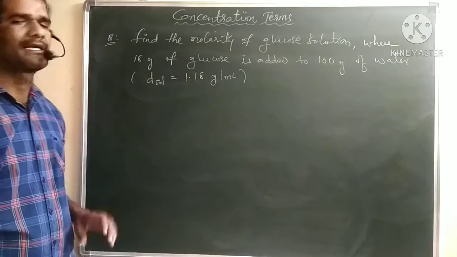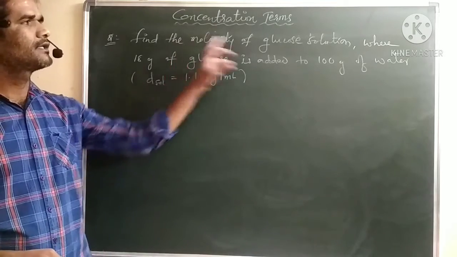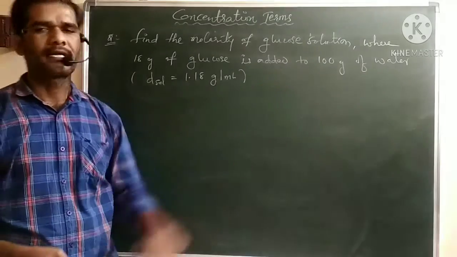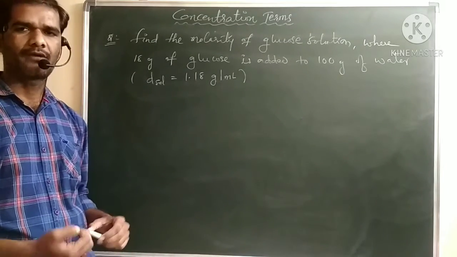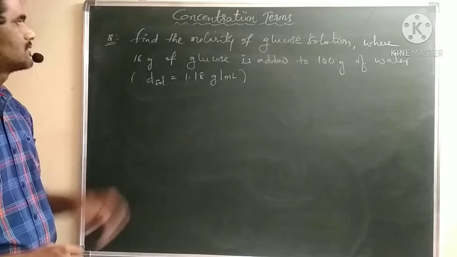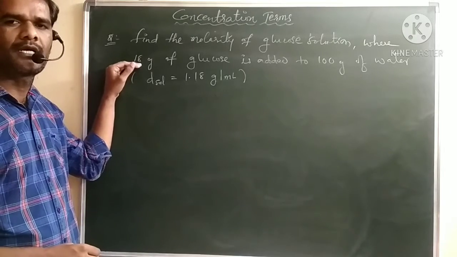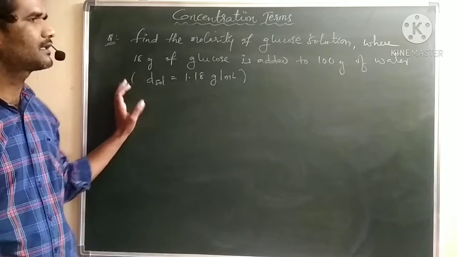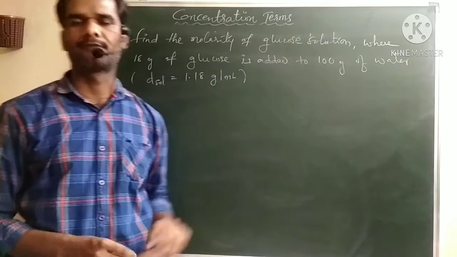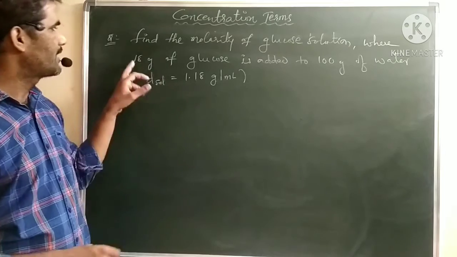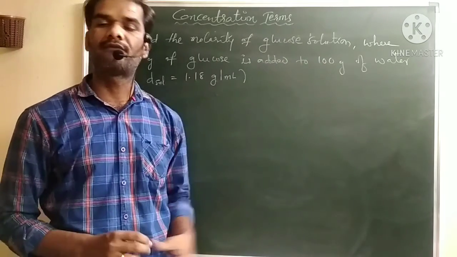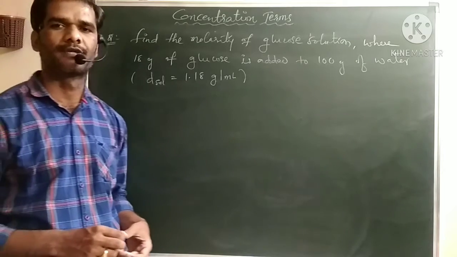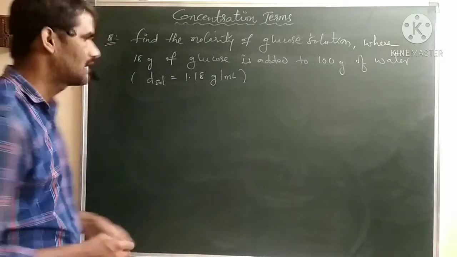So for this we have to calculate again molarity. Here they give only 18 grams of glucose added to 100 grams of water. Now we have to calculate the molarity. To calculate the molarity, we require weight and volume of solution. But here volume of solution is not there. What is given? Only weight of solute and weight of solvent. So they have not discussed the solution. Then how to calculate the molarity?